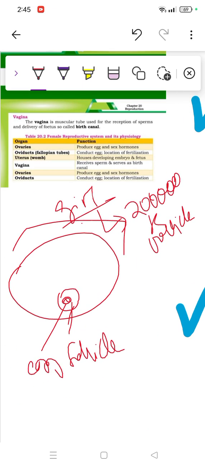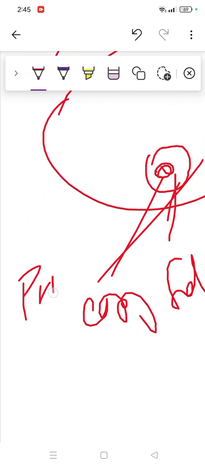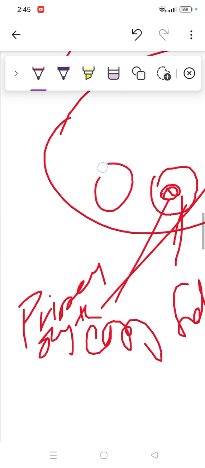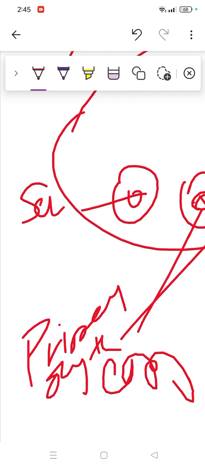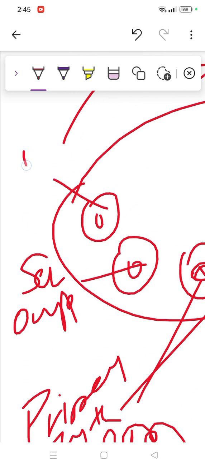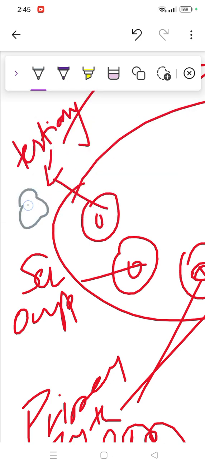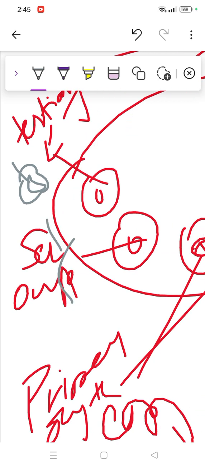Then comes the structure. The first one is called the primary oocyte. Then the primary oocyte divides and we get the secondary oocyte. After that step we have the tertiary follicle. Tertiary is quite important. Why? Because in this tertiary follicle we have a fluid which provides lubrication, so this is quite important.